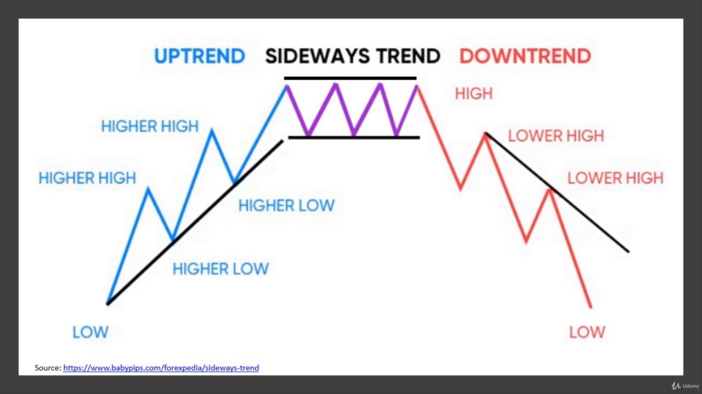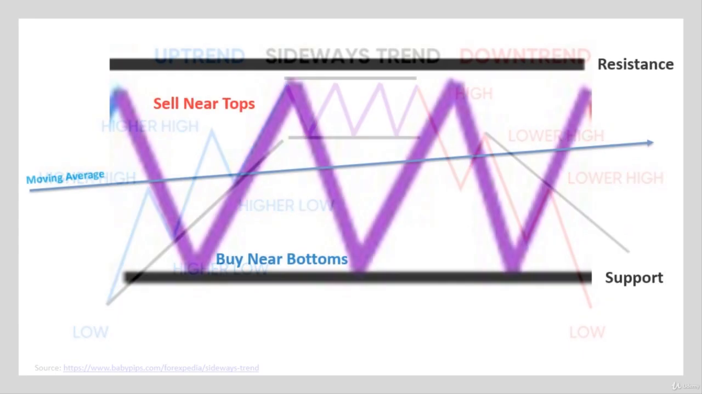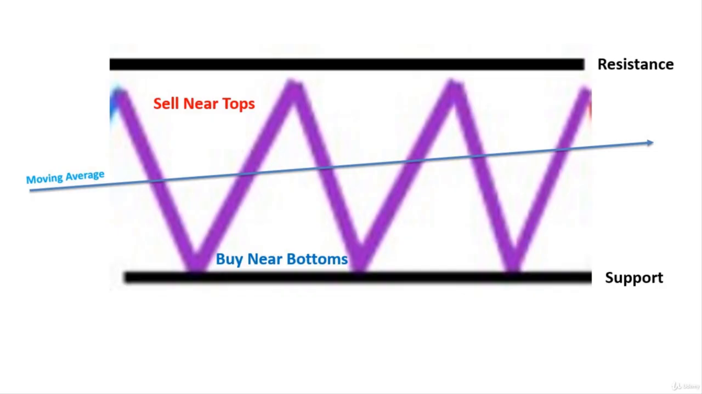If we look at this image here, you can see where there's a definite uptrend in the blue and a definite downtrend on the right. And then we see this sideways trend in the middle, where it is bordered between the top and the bottom. Using things like our chart analysis, we can identify that it's a channel, and we can sell near the tops of this channel, for example, or we could buy near the bottoms of the channel.